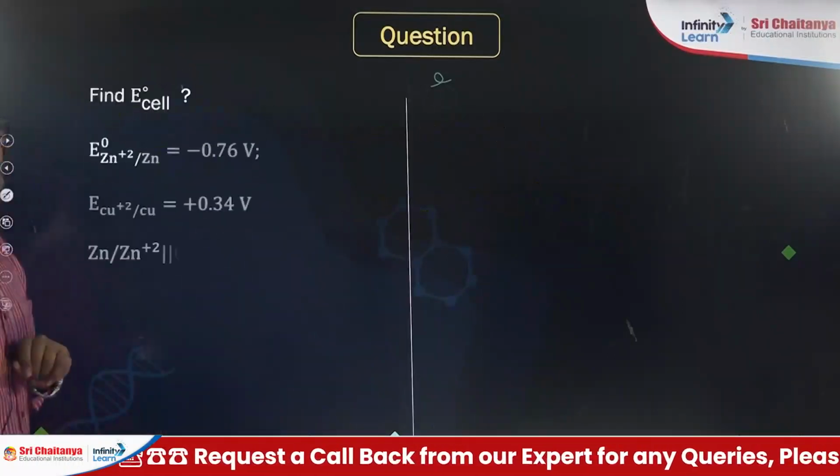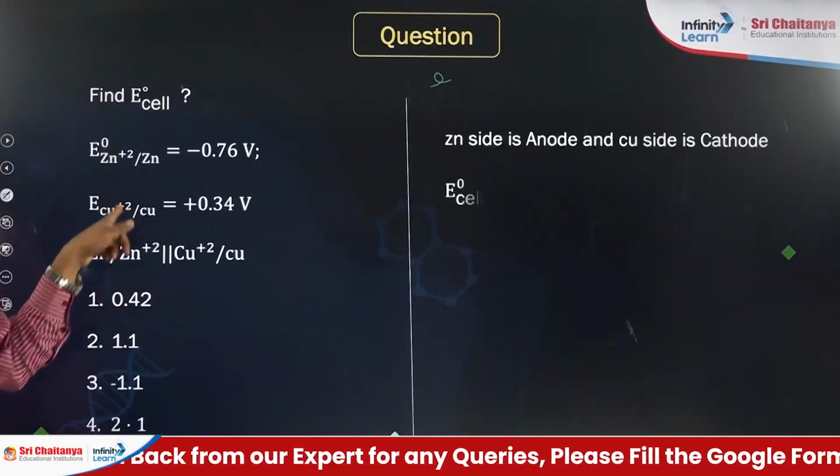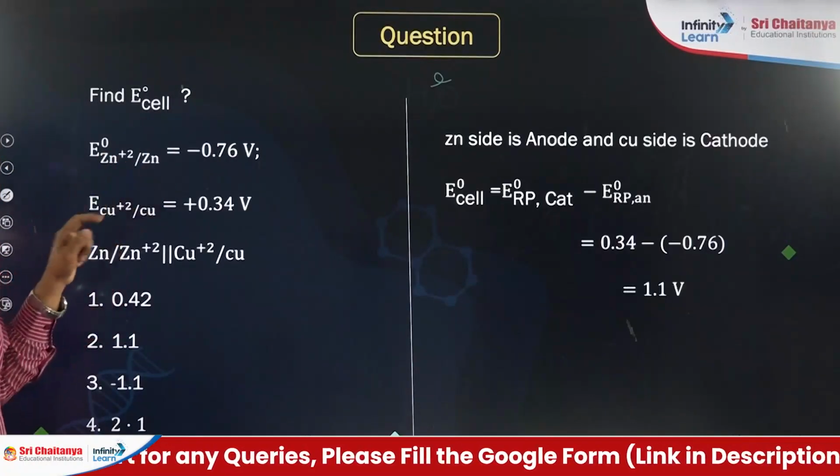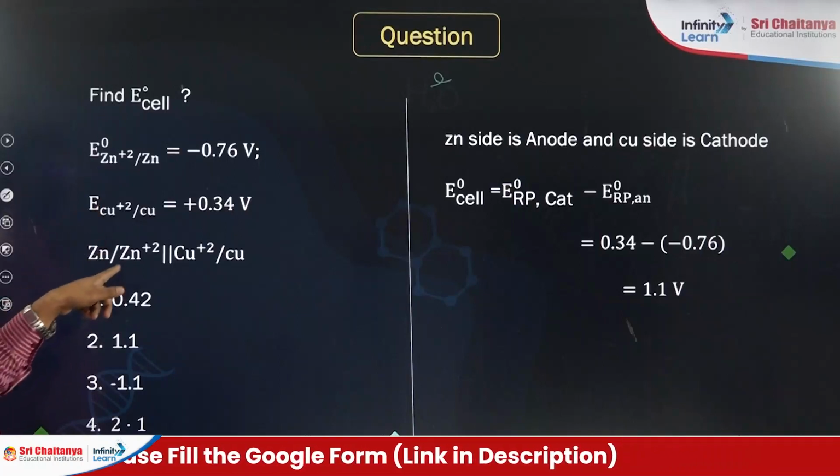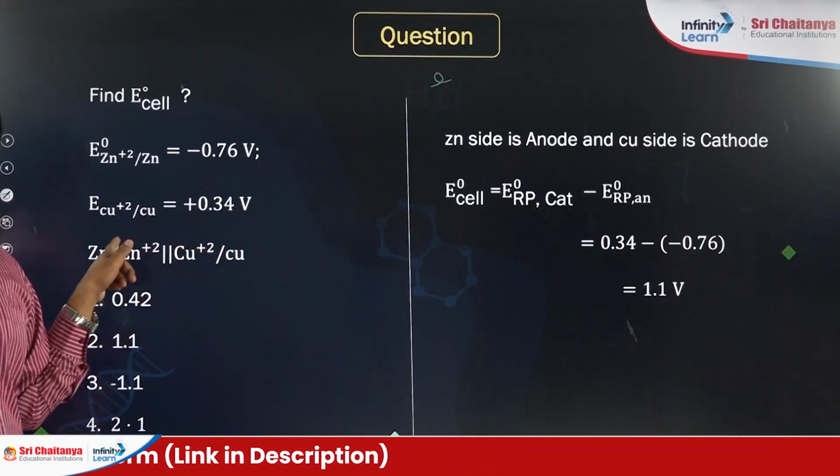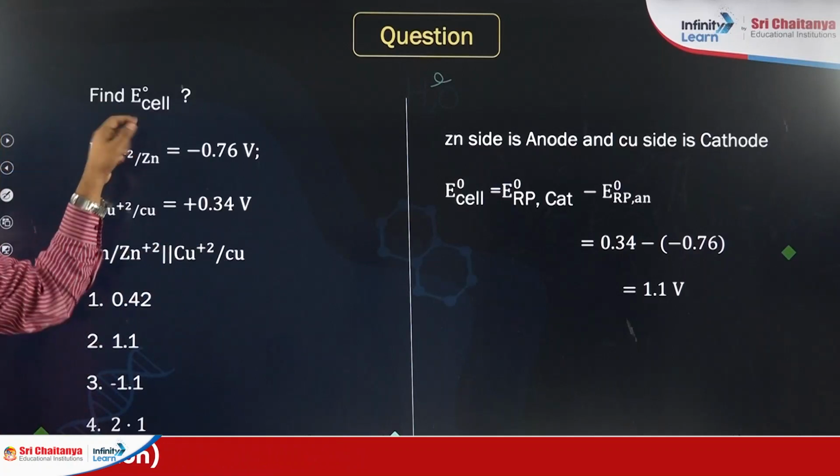Let's see the next question. Find E° of the cell. Data is given, E° of zinc and copper, and the galvanic cell notation is also given, and we need to find the E° of the cell.